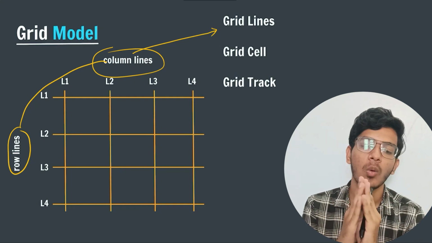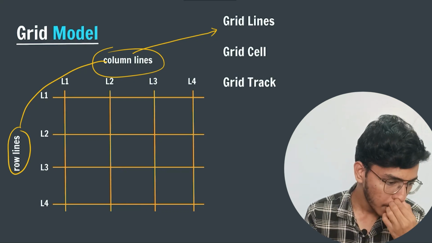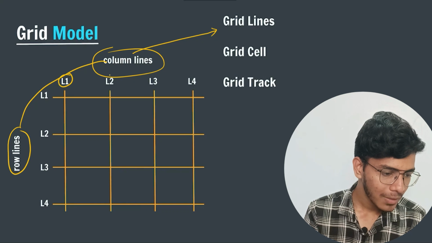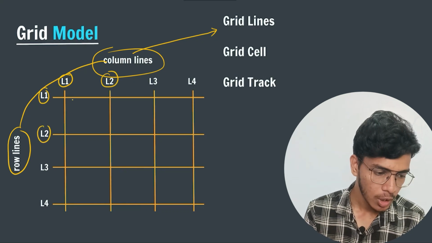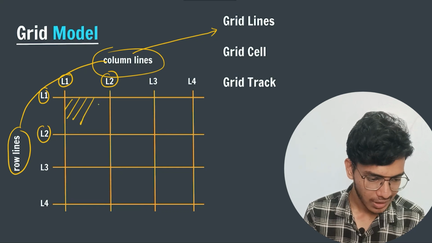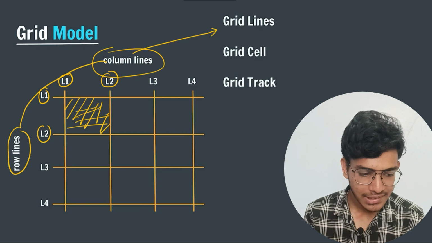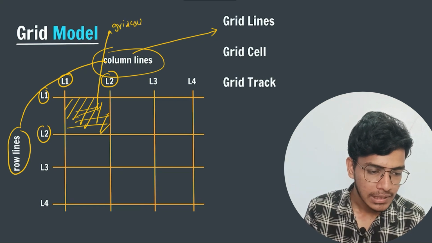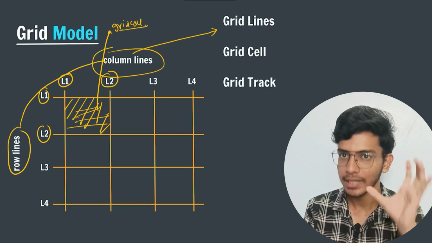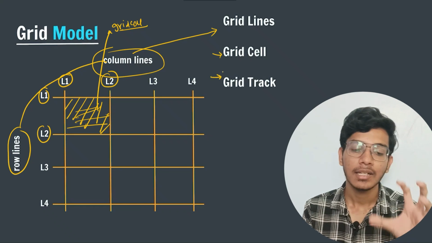Okay, now what is a grid cell? If you notice, whenever 2 column lines and 2 row lines intersect, we get a box like this, right? We are getting a box something like this, and we call this box a grid cell. Okay, clear.